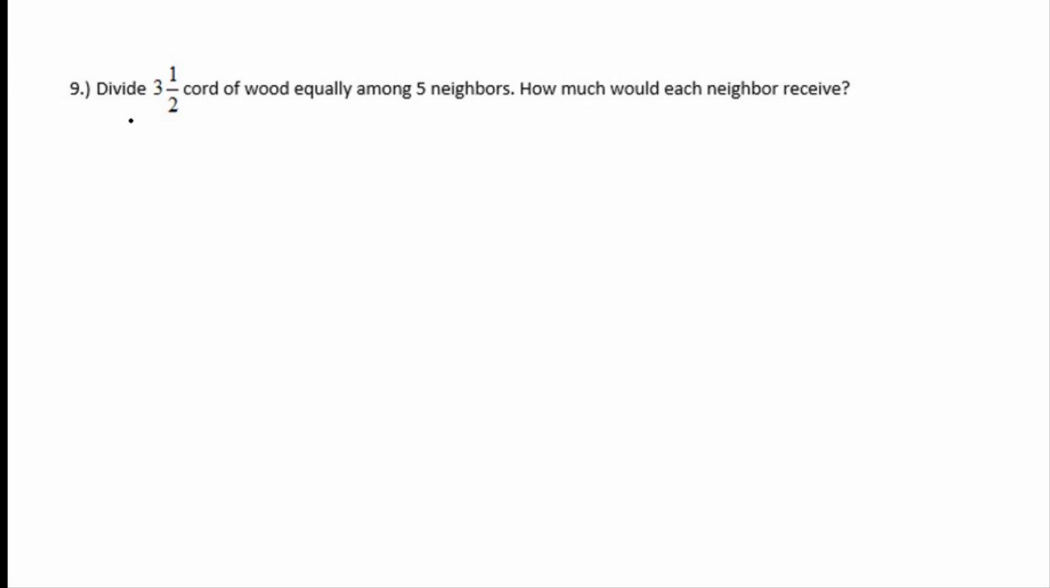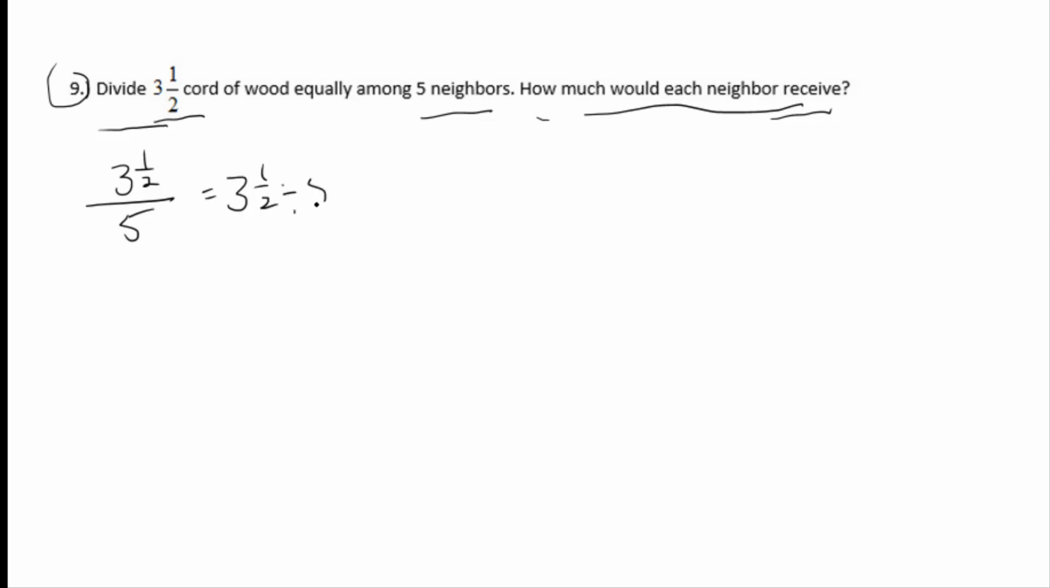So students often have problems with word problems or application problems like this. So I'm going to try to go through this. This is number 9. You have 3.5 cords of wood, and you're going to divide it equally among 5 neighbors. How much would each neighbor receive? Well, first of all, yes, this is 3.5 divided by 5. That's what it is. Or you can also write it like this, 3.5 divided by 5. Because that's what you're doing.